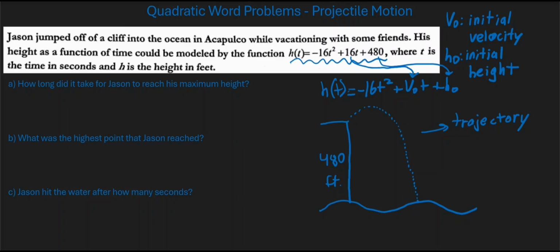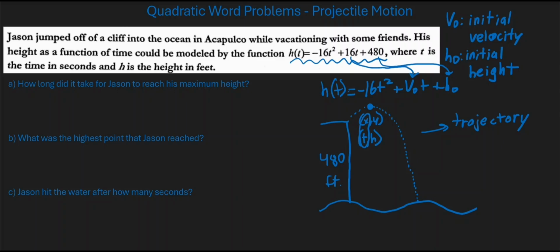How long did it take for Jason to reach his maximum height? So the maximum height that he attains would be right at the vertex of the parabola. And we know how to get the vertex's x-coordinate and y-coordinate. But in this case, the x stands for the time it takes for him to reach that point, and the y would be the height that he attains after that time that he reaches the maximum height. So part A is asking for how long it took him to reach that maximum height, and they're pretty much asking you for the x value for the vertex because that aligns with the time.